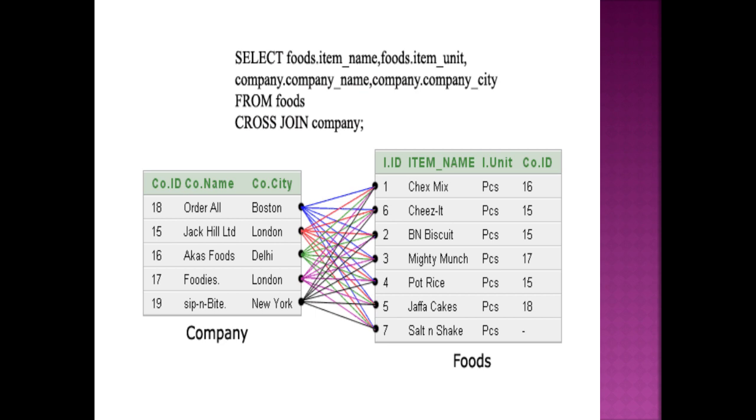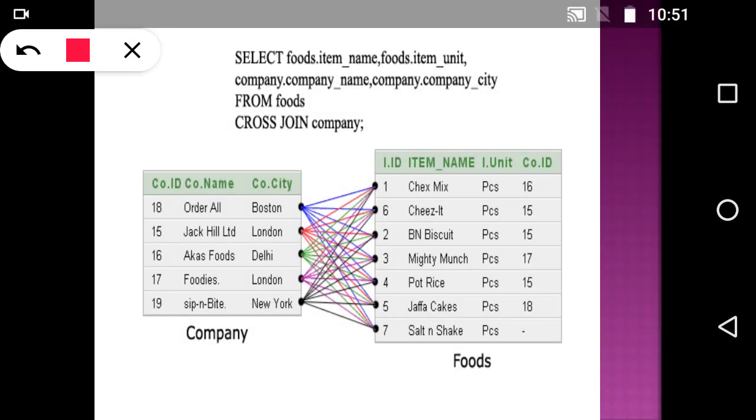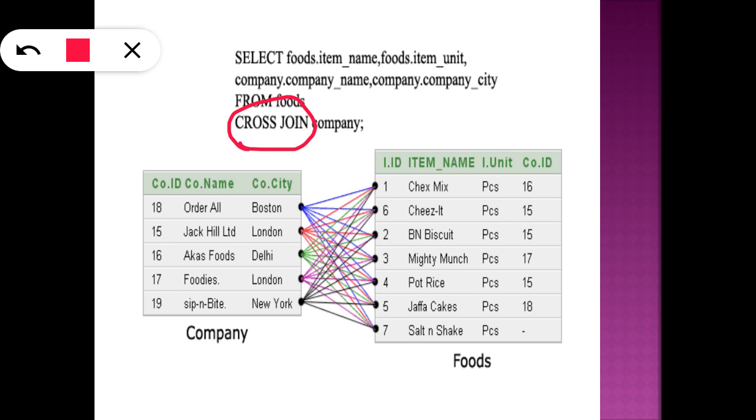And see, this is the cross join. What will happen in cross join? We are selecting foods.item_name, foods.item_unit, company.company_name, company.company_city from foods cross join company. Here are 2 tables. We are joining 2 tables without any condition and writing simply cross join, or you can separate them with a simple comma. You can simply not write this cross join and replace it with the comma only. So the query will also display the cross join result.